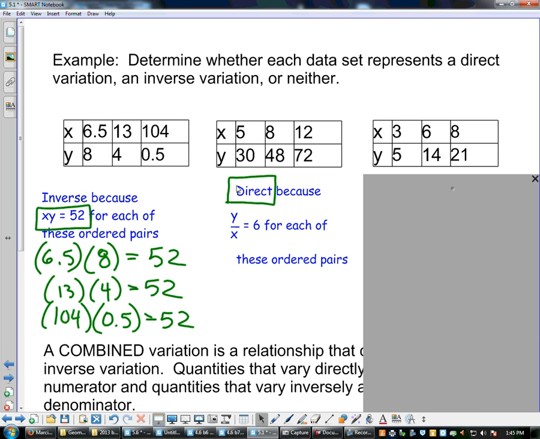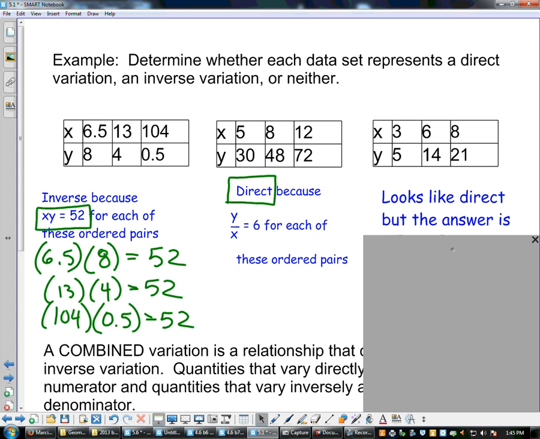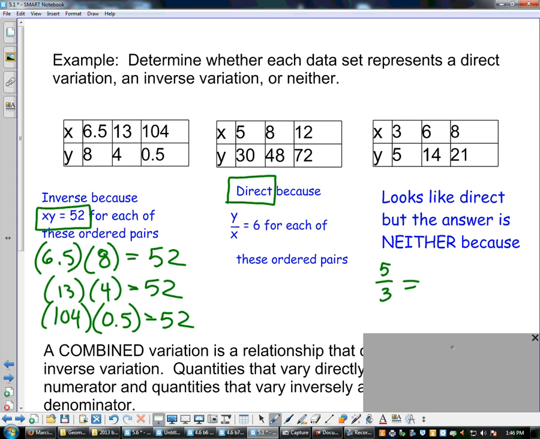How about this one? 3 goes to 5, 6 goes to 14, 8 goes to 21. Well, the x's are going up and the y's are going up. So you might think that it looks like direct variation. But the answer is it's neither, because notice if we try to divide 5 by 3, is that equal to 14 divided by 6? And the answer is no.